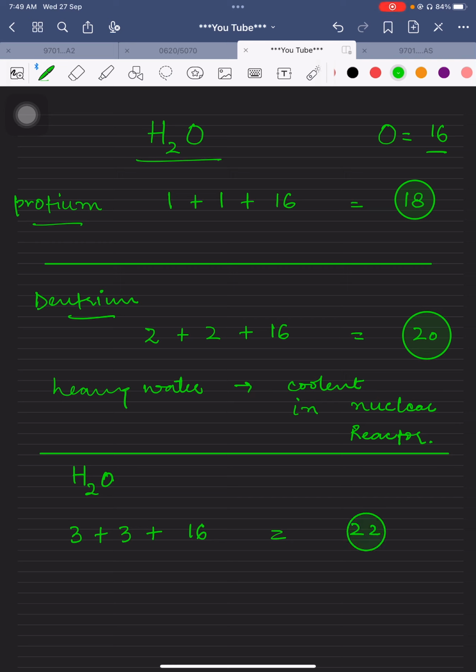So we can see this very clearly, that all three waters have a different mass by using protium, deuterium, or tritium. Okay, so this is the information related to hydrogen isotopes, and they are making water of different masses. Okay, now I am giving you another example of isotopes.